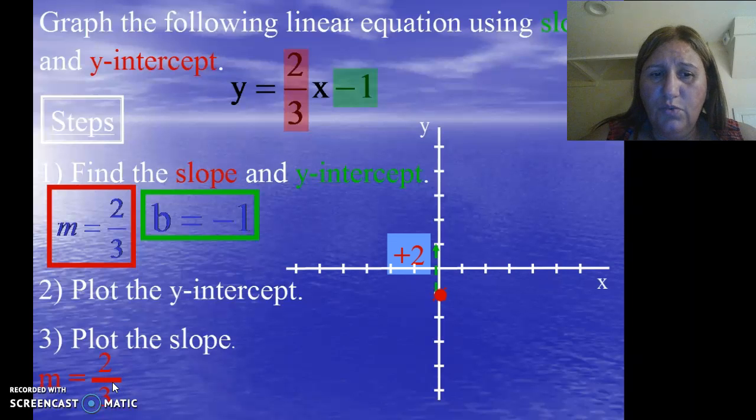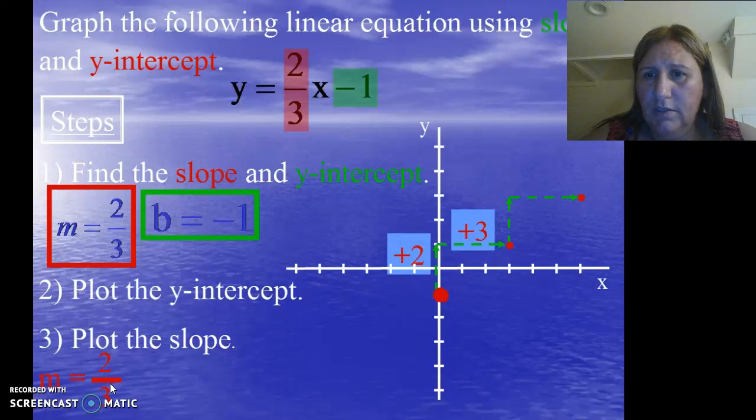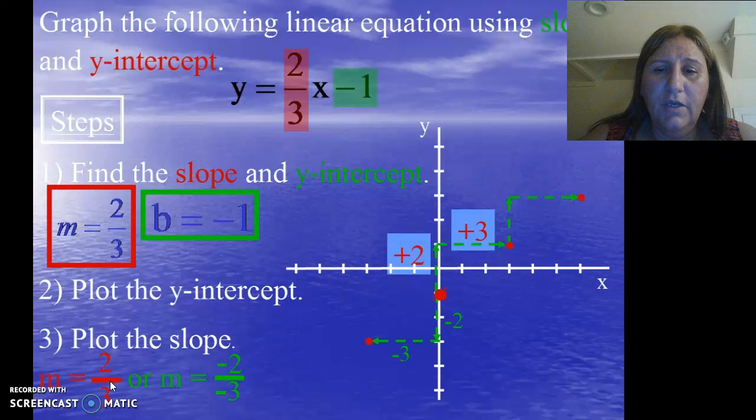2/3 means the rise is 2 and the run is 3. So from the y-intercept, move up 2 units and 3 to the right. Now, you could plot more than 2 points, but in reality, you only need 2 points to draw a line. If we go from the bottom, it will be negative 2, negative 3, because we're going down and left. Connect the points and draw the line.